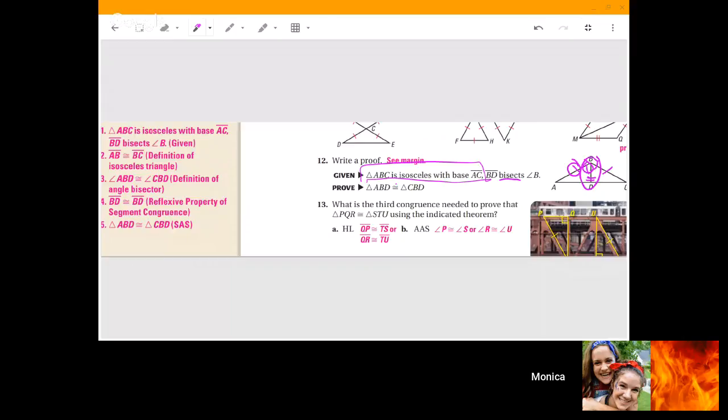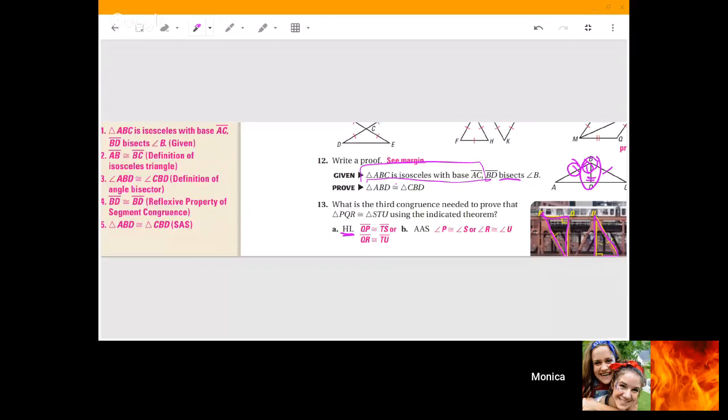Okay, so for number 13, what is the third congruence needed to prove that triangle PQR is congruent to triangle STU using the indicated theorem? So if we look down here, we're looking at triangle PQR, which is this triangle, and triangle STU, which I kind of cut off, goes this way, okay? And for A, we're doing hypotenuse leg. So what is the information that you need to know to prove two triangles are congruent by hypotenuse leg?